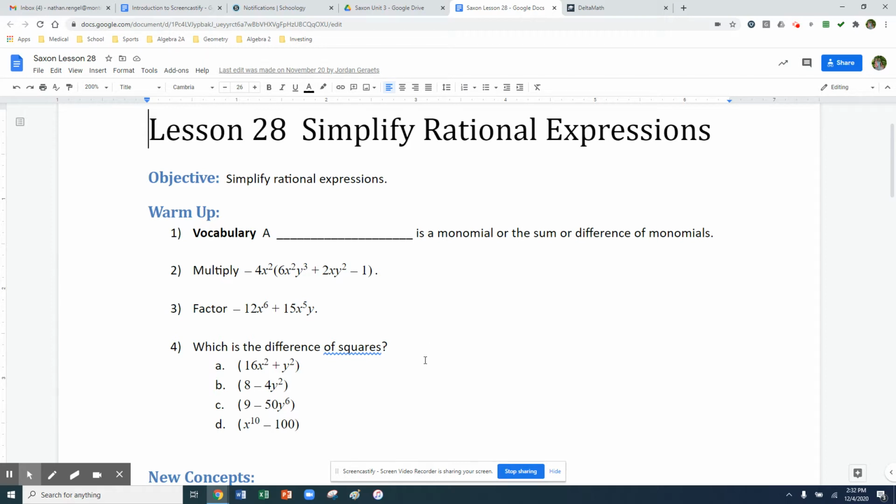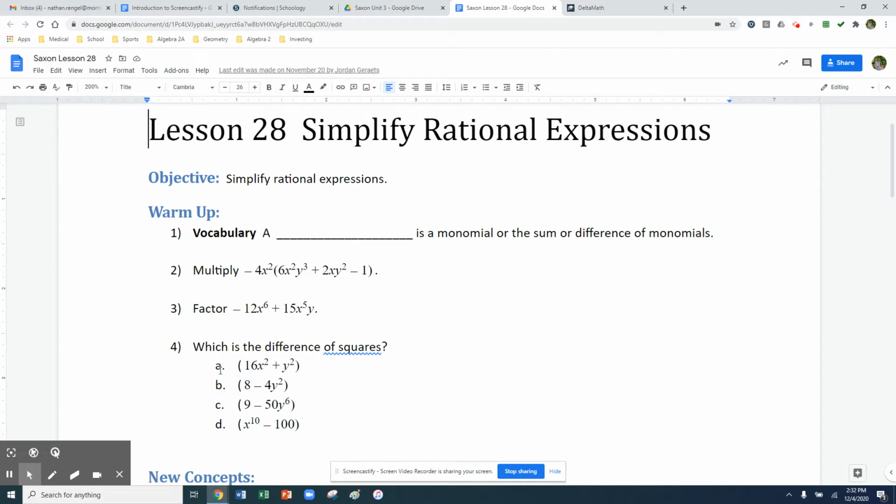Hanson, Mr. Rengel, welcome. We will be looking at lesson 28, Simplify Rational Expressions. And in this lesson, a big skill we're going to use is factoring. So we're going to start out looking at the warm-up here and doing a little practice with factoring.